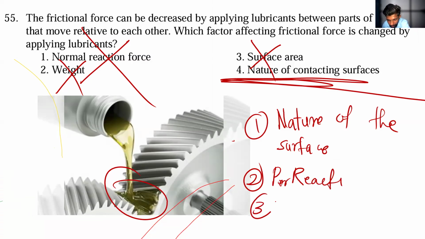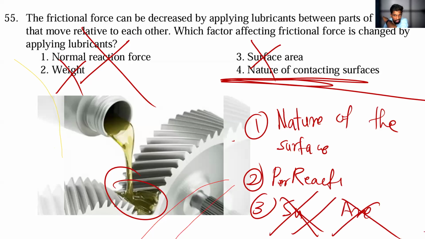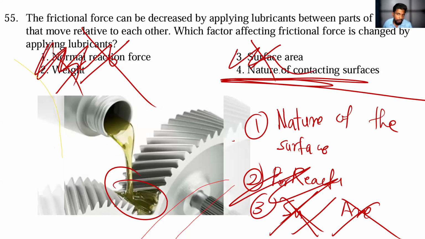Now the third one, surface area. It does not depend on the surface area. You can put surface area and we can cut that one. Now, why are we applying the oil? Are we changing the perpendicular reaction? No. By applying the oil, we are not changing the perpendicular reaction. So the first one and second one, that is wrong. And by applying the oil, we are not changing the surface area.